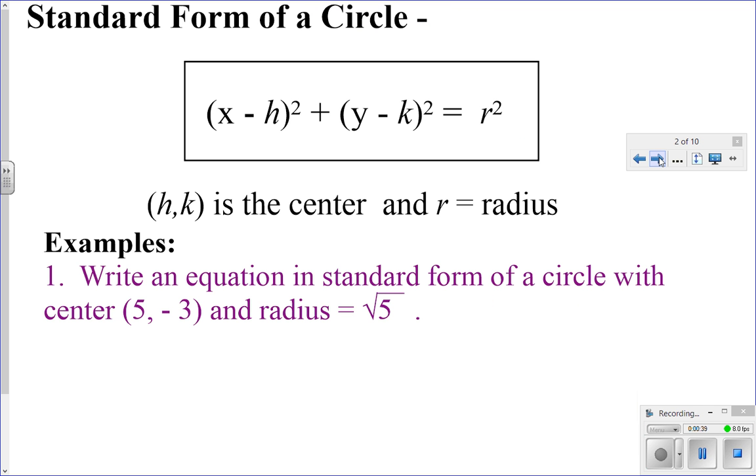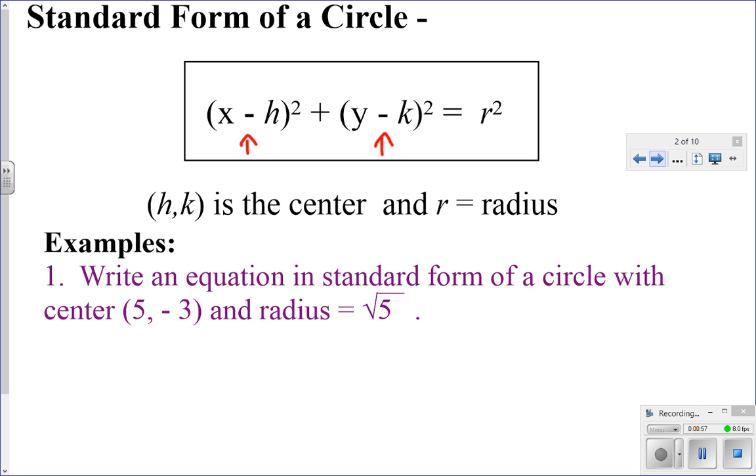All right, so our standard form is (x minus h) squared plus (y minus k) squared equals r squared, where (h, k) is the center and r is the radius. Make sure you make note of the subtraction signs there in our general form.